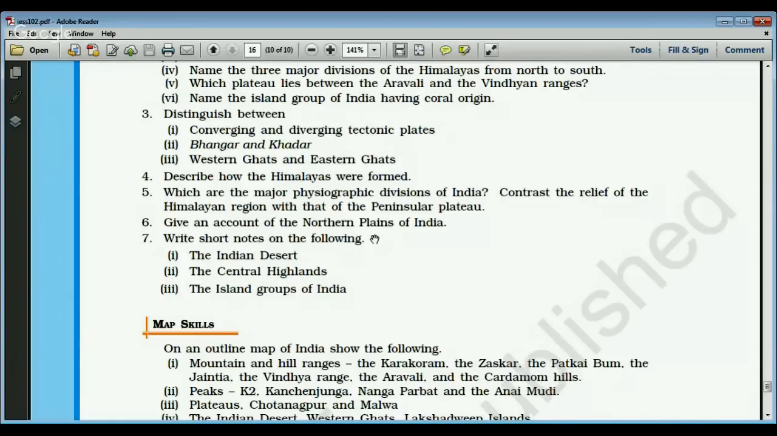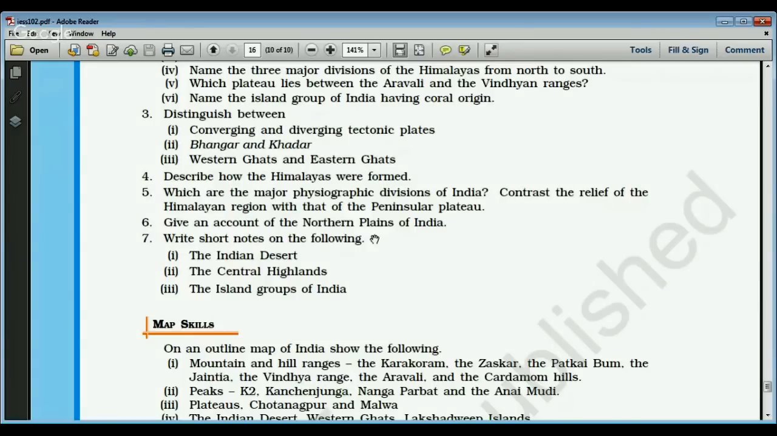Then the Western Ghats and the Eastern Ghats. Western Ghats are very narrow, and Eastern Ghats are very broad. We have already seen that. Western Ghats lie between the Arabian Sea and the western coast, and the Eastern Ghats lie in the east. The Western Ghats are more continuous, and the Eastern Ghats are discontinuous, and various rivers have eroded parts of the Eastern Ghats. Then the second difference is that Western Ghats have more altitude than the Eastern Ghats.